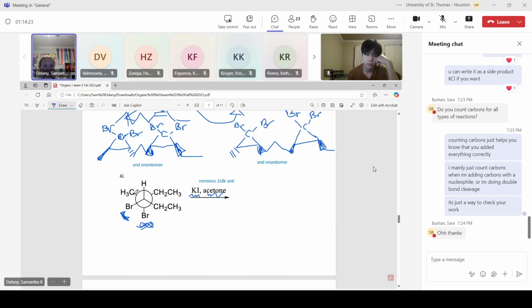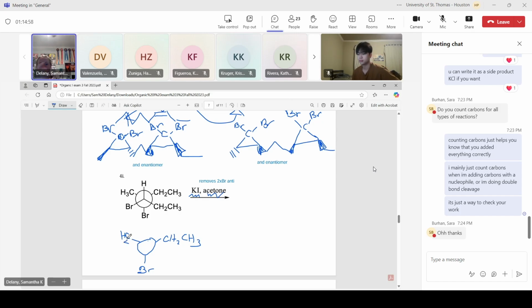So let's just twist our Newman projection. That's going to be easier than trying to redraw it. I'm just going to twist the front carbon. I'm going to leave the back carbon where it is. We still have our bromine down here. We still have our ethyl group out here, CH2, CH3. And we still have that CH3 over here. And now I'm just going to twist the front carbon.